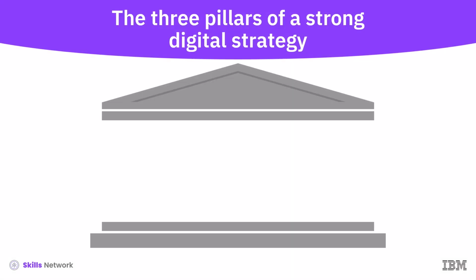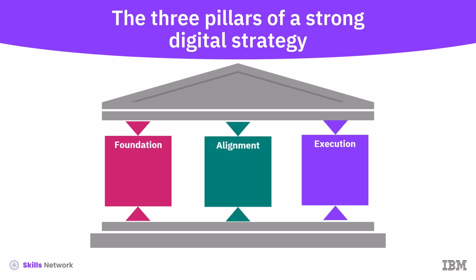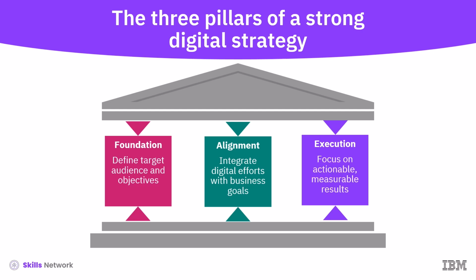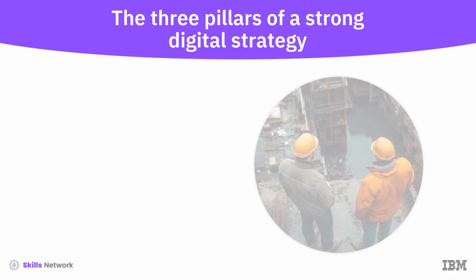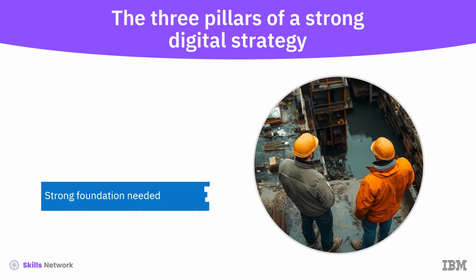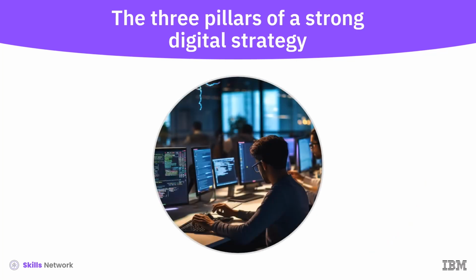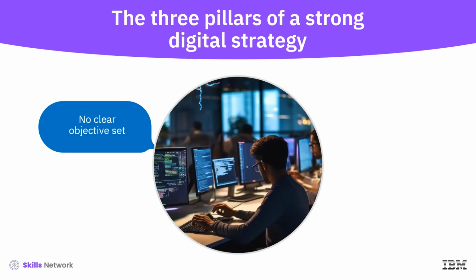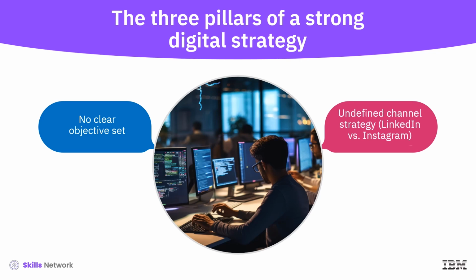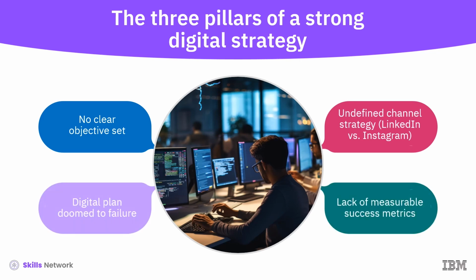A strong digital strategy relies on three key pillars: foundation, alignment, and execution. The foundation pillar involves identifying who you want to target and defining your objectives. Alignment ensures your digital efforts integrate seamlessly with your broader business goals. Execution focuses on actionable, measurable components that drive results. Think of it like constructing a building. Without a strong foundation and a clear blueprint, the structure won't hold. For example, a software company that builds a digital plan without setting a clear objective, or defining whether to use LinkedIn or Instagram, or even how success will be measured, is doomed to failure.